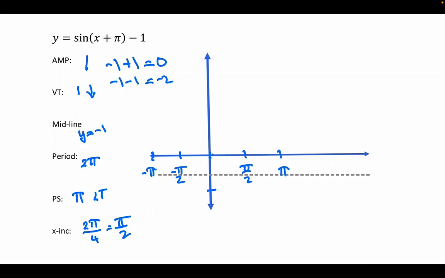So since this is a sine curve, I'm going to start right here on my midline. I want to go up at pi halves, hit my midline, down at pi halves, and then back up at pi. So this one would kind of look like this. Let me draw that. Goes from 0 down to -2.